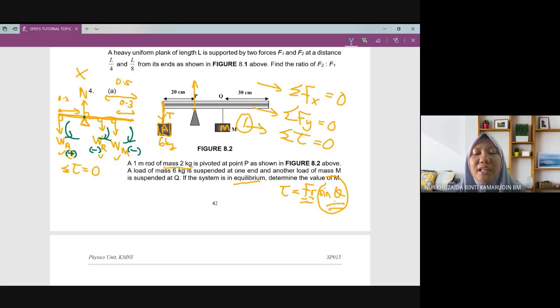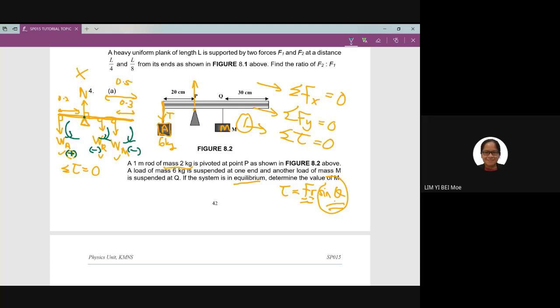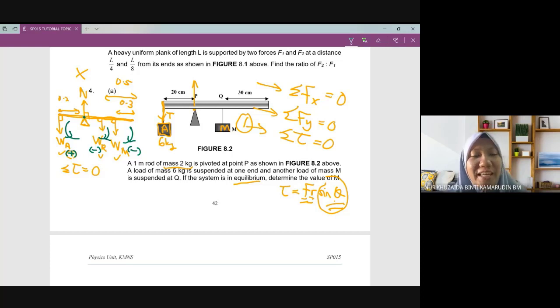Cuma kita kena fikir if the only force that we have is weight of the M. Okay, so what happen? Macam tu. The weight of the rod itself tadi, bila kita letak, what happen? Macam tu. Okay, boleh tak? Boleh tentukan tak?